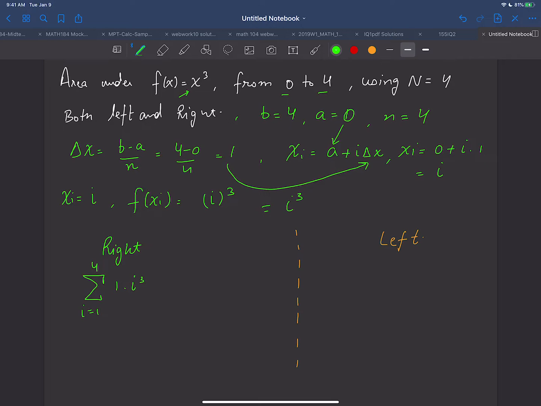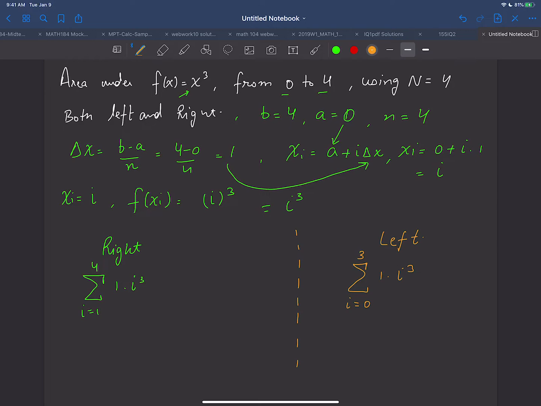Okay, and now for the left-hand point, all you got to do is the same stuff, nothing changes but the bounds. It starts at 0, goes up to n minus 1, so it goes up to 3, and again 1 times i cubed. Nothing changes, same stuff.